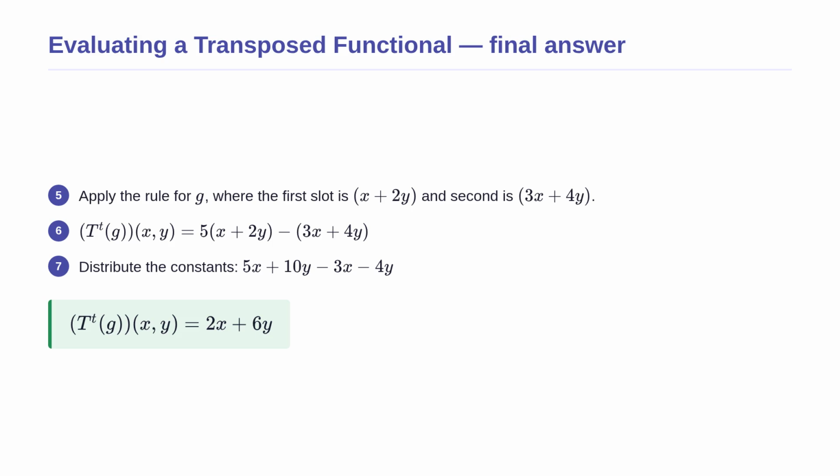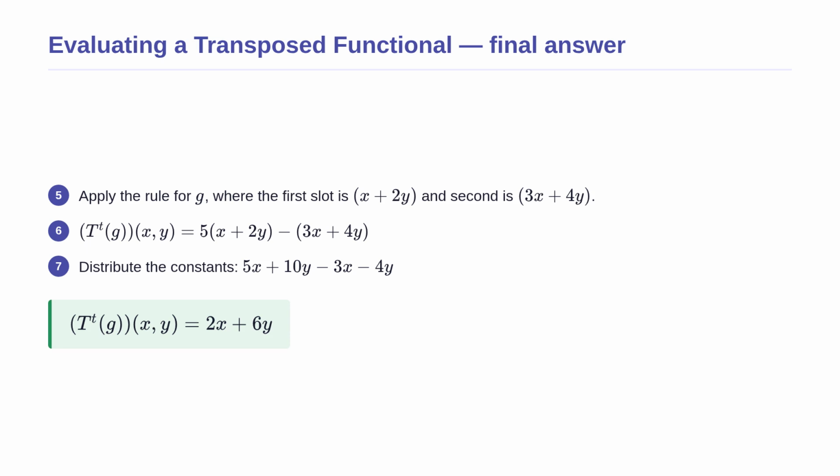Continuing with our calculation, we now apply the specific rule for our functional g. The rule says to multiply the first input by 5 and subtract the second input. We substitute our transformed coordinates into this rule. After distributing the constants and combining like terms for x and y, we arrive at our final expression.